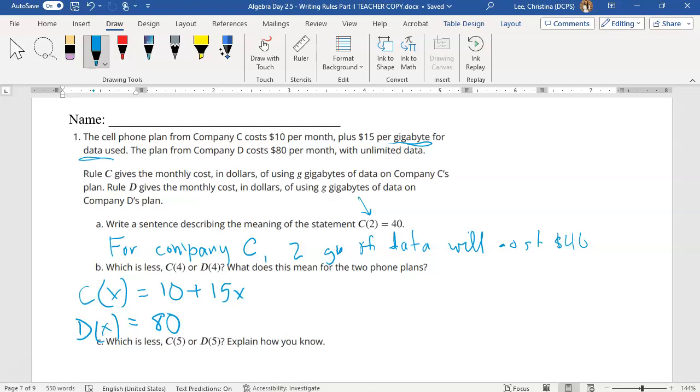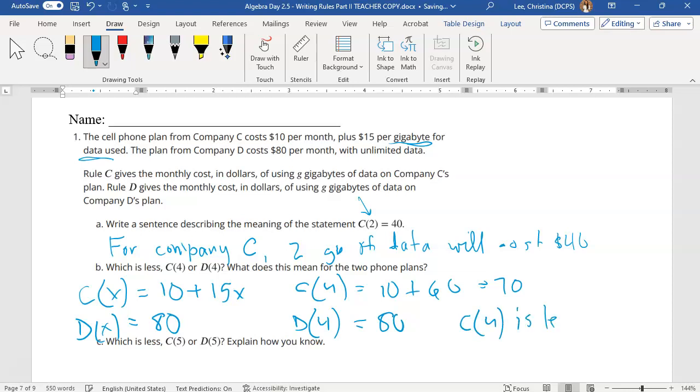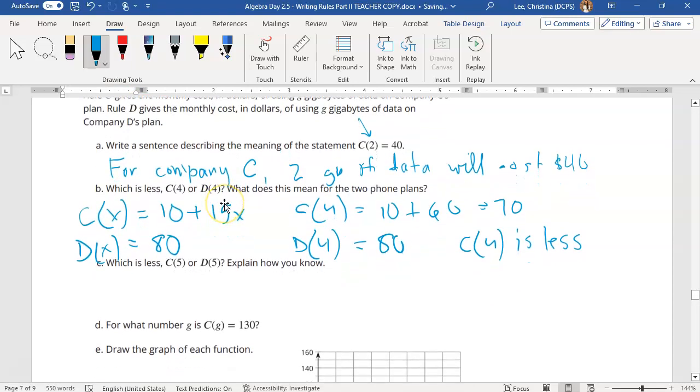So C of 4 would be where we input 4 for X, and we would get 10 plus 4 times 15 is 60. So that equals 70. And D of 4, remember, no matter what I put in for X, I have a constant value of 80. So in this case, C of 4 is less, which means that if you were to use 4 or less gigabytes of data, that plan C would be cheaper for you. If you're going to go over that, then we might start to creep up near this $80, and then that might mean we should use the other plan.